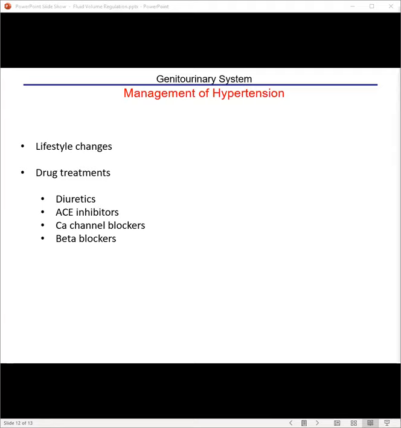You can also use your potassium-sparing diuretics. The potassium-sparing diuretics act in the collecting ducts. For example, your spironolactone. They can inhibit the sodium channel in the cells at the distal nephron, for example, amiloride and triamterene.